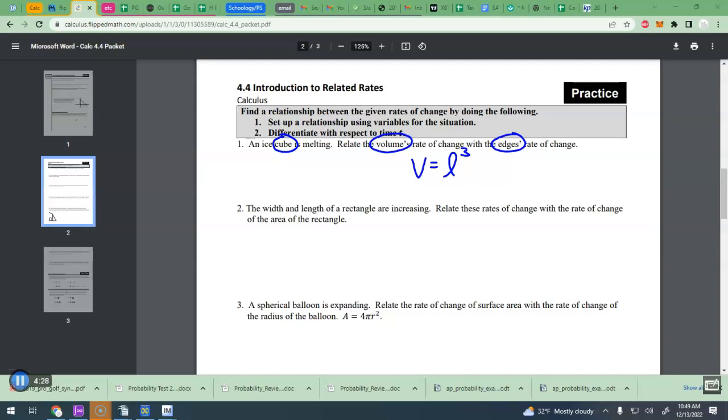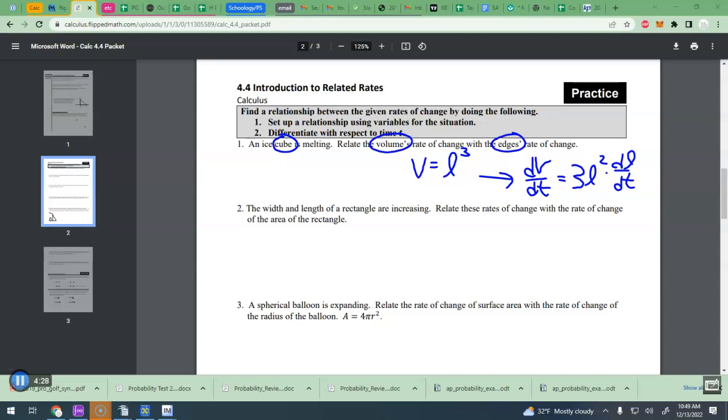So what's the derivative of V? It's 1. And I took the derivative of a V, so I multiplied by dV over dt. What's the derivative of L cubed? That would be 3L squared. But I took the derivative of an L, so I multiplied by dL over dt.